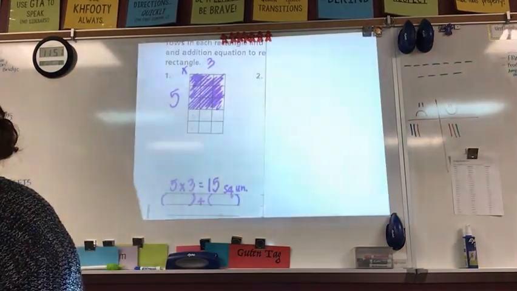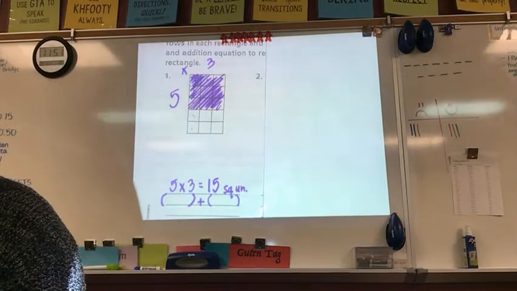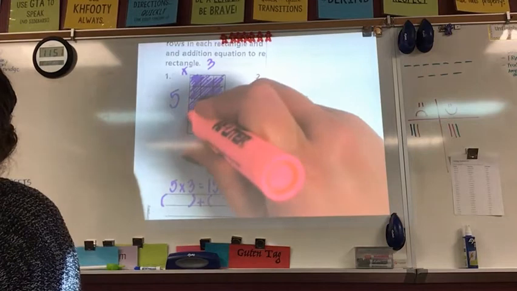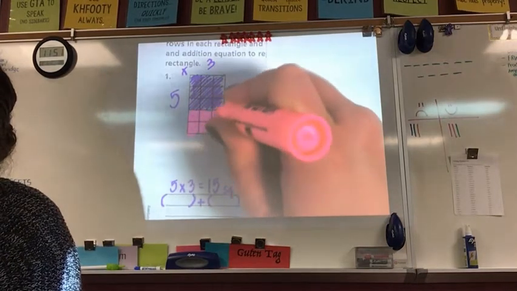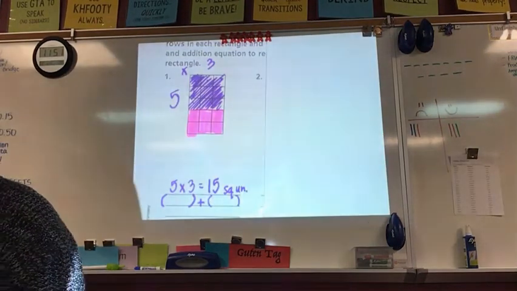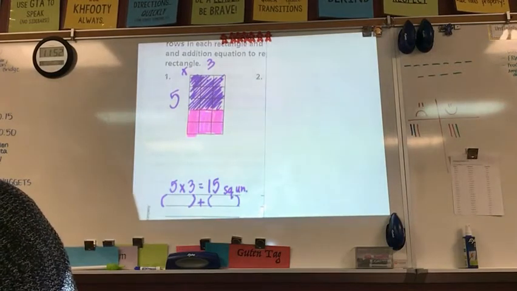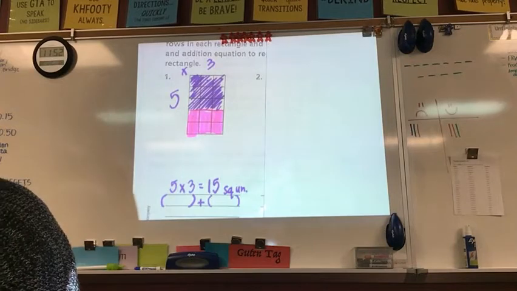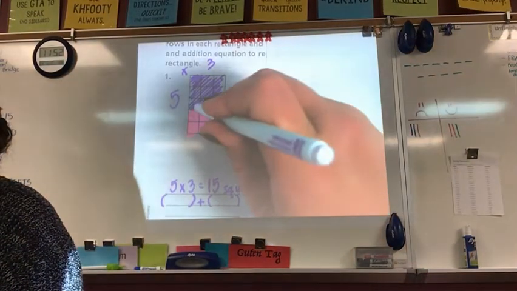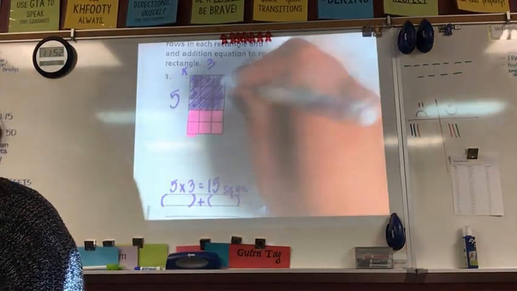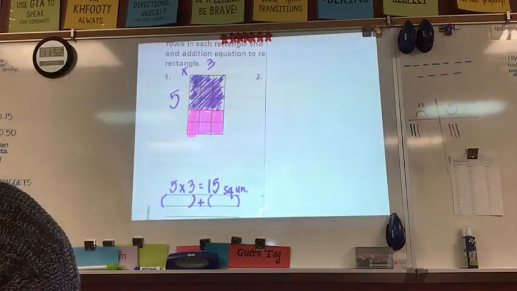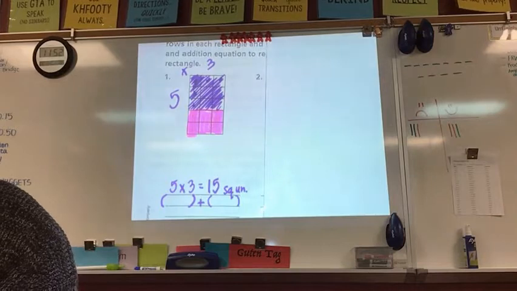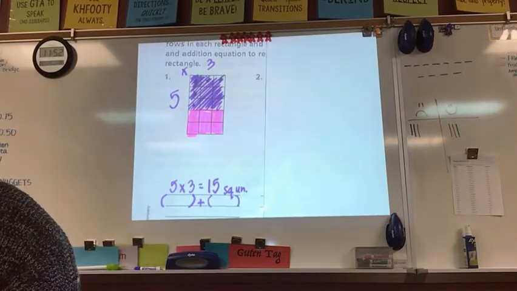One group of parentheses plus another group of parentheses. And I'm going to use two different colors just to help it connect with your brains, but you can just stick with your dry erase marker. Who can give me a multiplication expression to represent just the purple part of my shape? Riley?